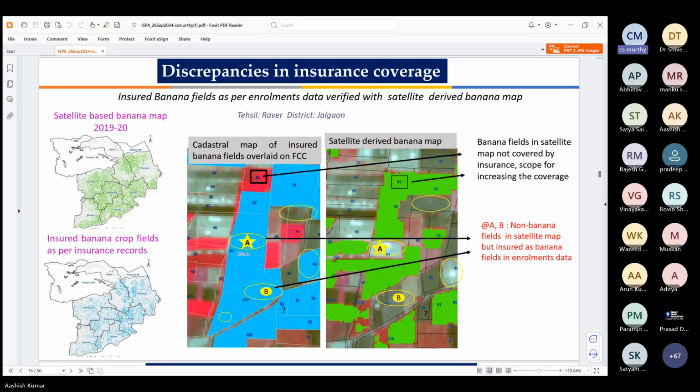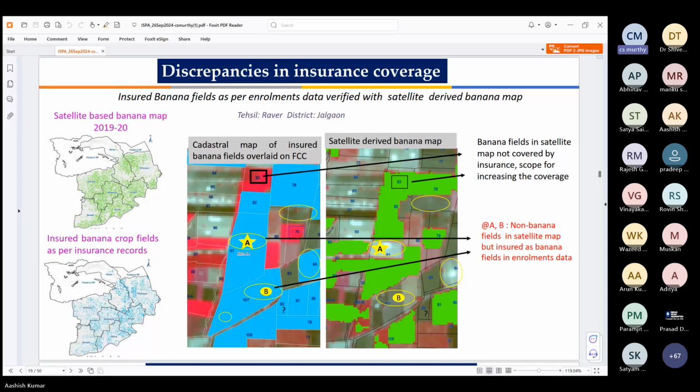So this is one small but highly impactful solution in crop insurance: checking the discrepancies. What is the area insured, and what is the actual crop? There are many cases where generally it is a human bias.